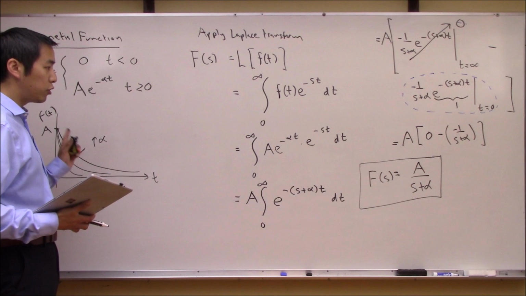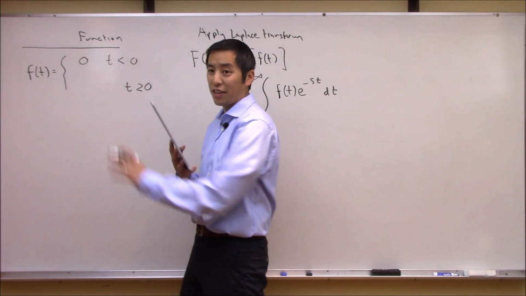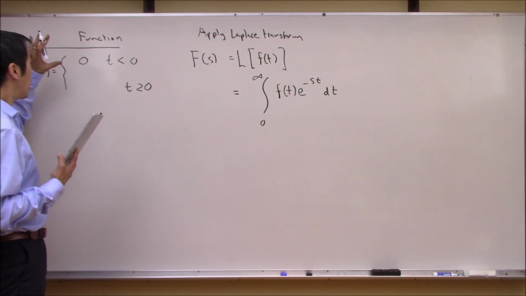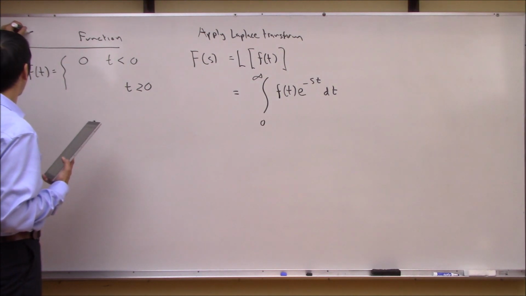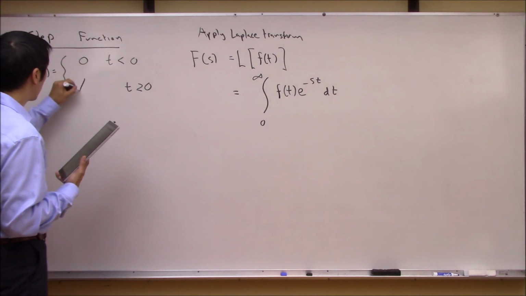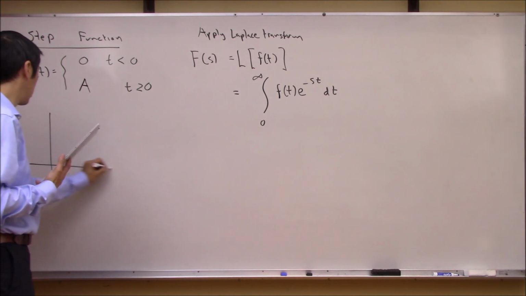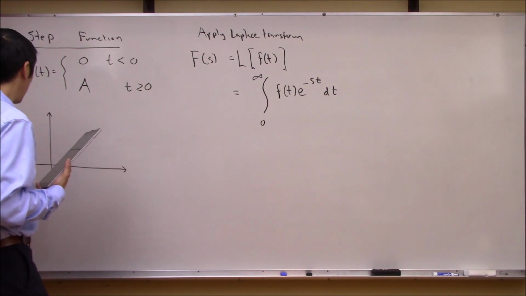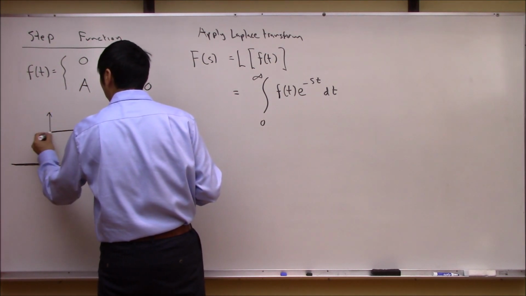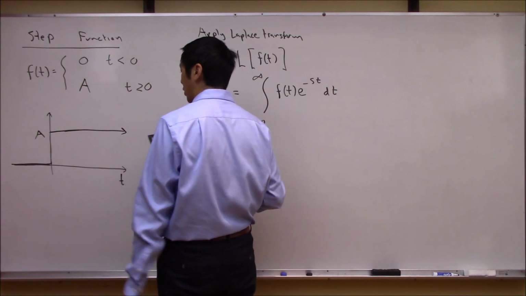Let's erase the board, and we'll do another function. I didn't erase all of the board because a lot of this is going to be very similar, so I'll just fill in the blanks where appropriate. The next function I want to look at is a step function. It's 0 when time is less than 0, and then it turns on to a at time equals 0. It's 0, 0, 0, and then it jumps up to a constant value of a and stays there forever. That's what this function looks like in the time domain.